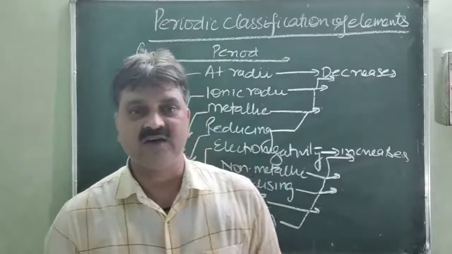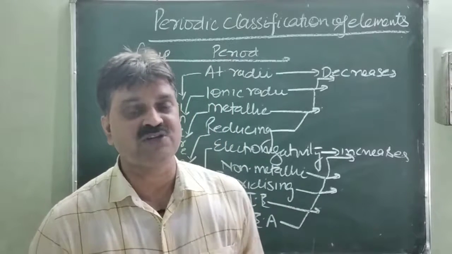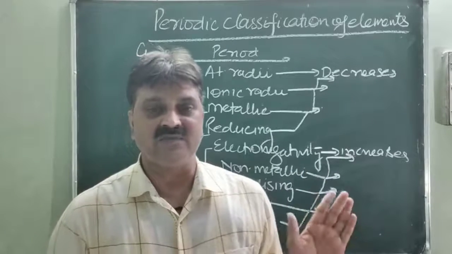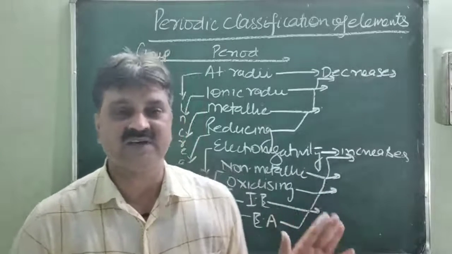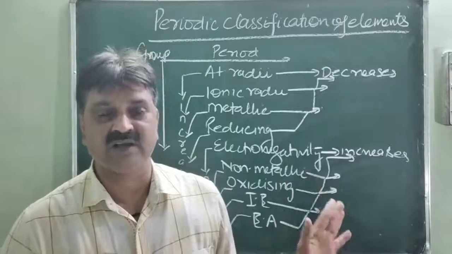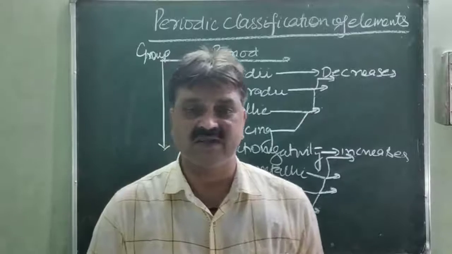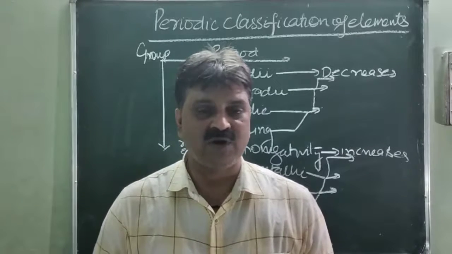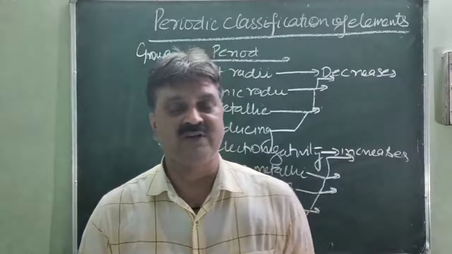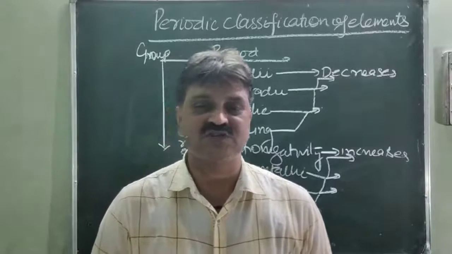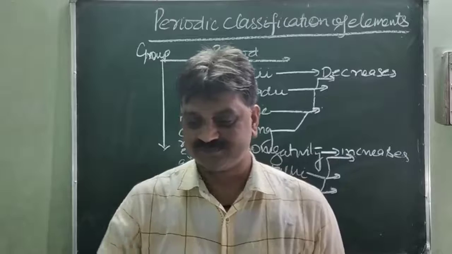We have also discussed the periodicity of elements in terms of atomic and ionic radii and valency, as well as metallic and non-metallic character, reducing and non-reducing character, oxidizing tendency, etc. So this is all about the periodicity of elements, or the periodic properties. Now we'll discuss some questions from the NCERT book.